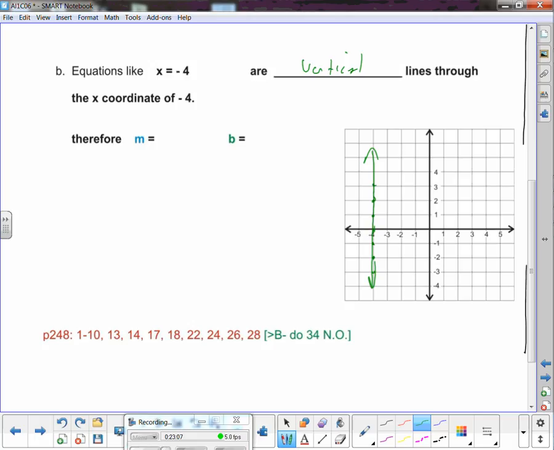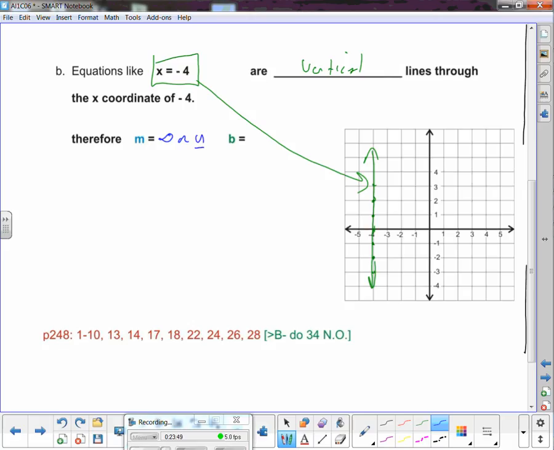So if they asked you the slope of this, you can't read the m. There's no way to read the m. You have to know this is a vertical line, and therefore your slope is infinity or undefined for the uninformed. You have to know that, because there's no way to read the m of x equals -4, nor is there a way to read the b, because -4 is not the b, because it's not in slope-intercept form. It's not in y equals anything.